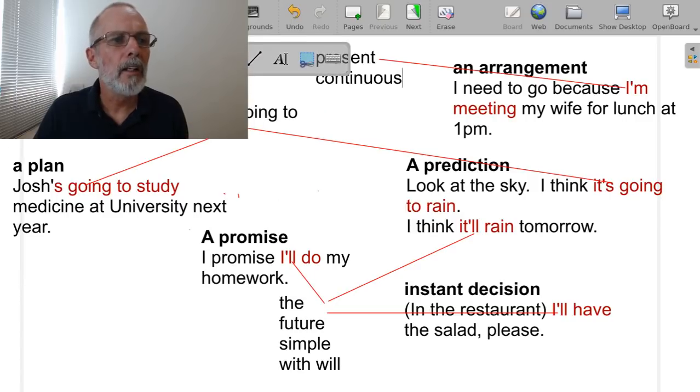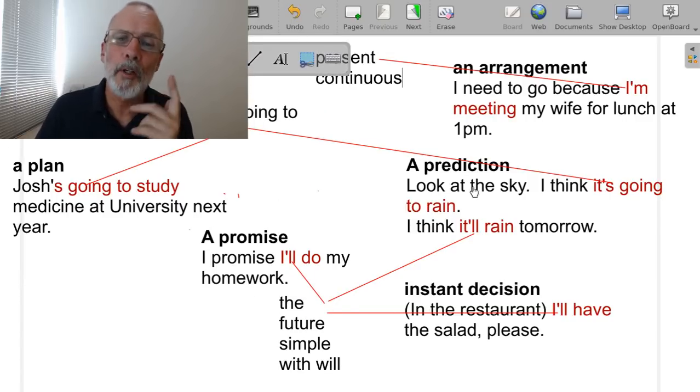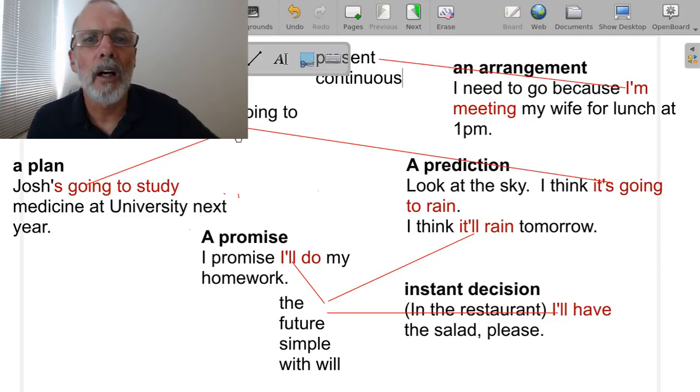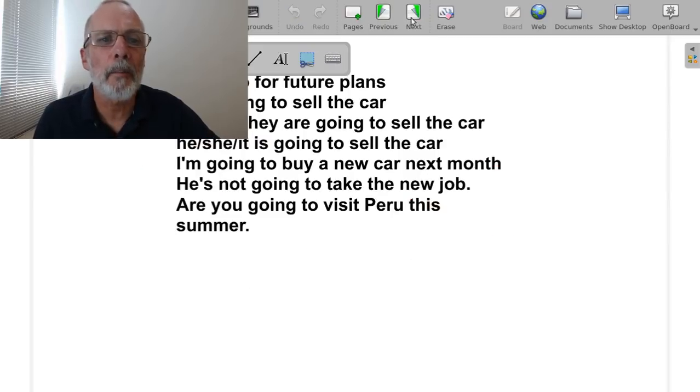Can't move that now. Going to or will, sorry, for predictions. Going to or will for predictions, not plans. Will for promises or instant decisions, and going to for plans. Okay, let's go finally to the next page.